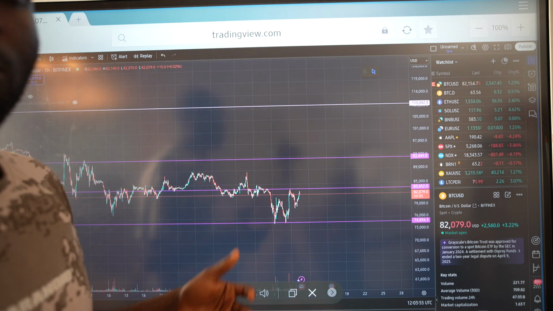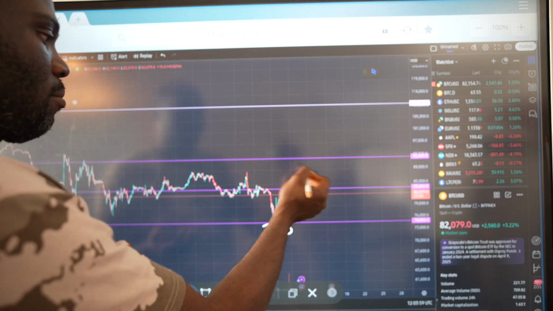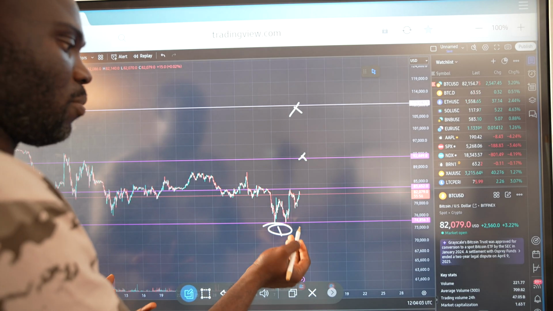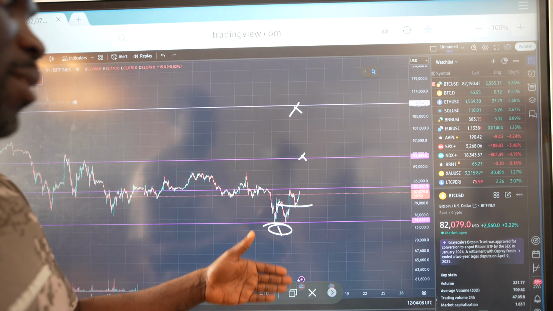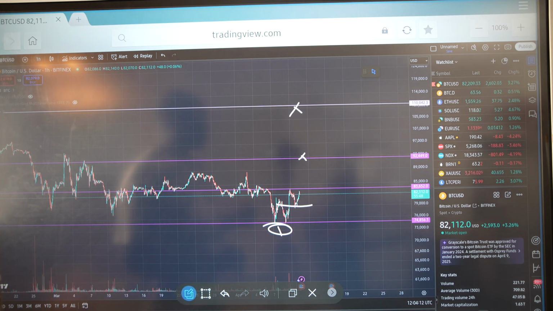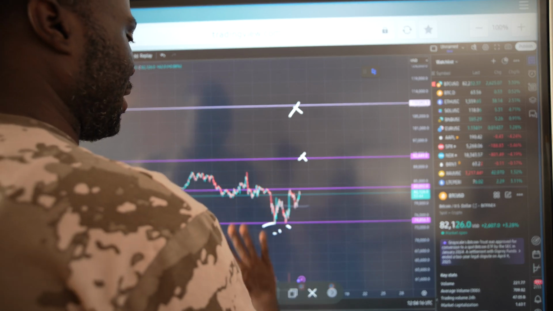Like for example, as a swing trader, if you entered here, you can hold your bags till here or here. And now that you're in profit, you can put your stop loss somewhere around there, which means if price begins to break back down, you can reclaim your money and wait to enter again, as the case may be. Do you understand?